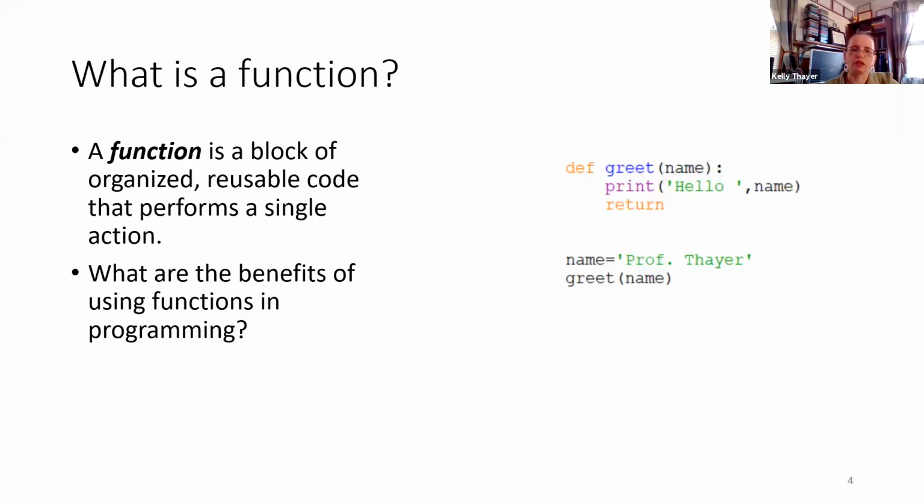So what is a function? A function is a block of organized, reusable code that can perform a single action. So we want to think about what the benefits of using a function would be. In fact, it's not necessary to use functions because we could program just the way we've been doing so far. However, some of the benefits of a function would include being able to reuse it.